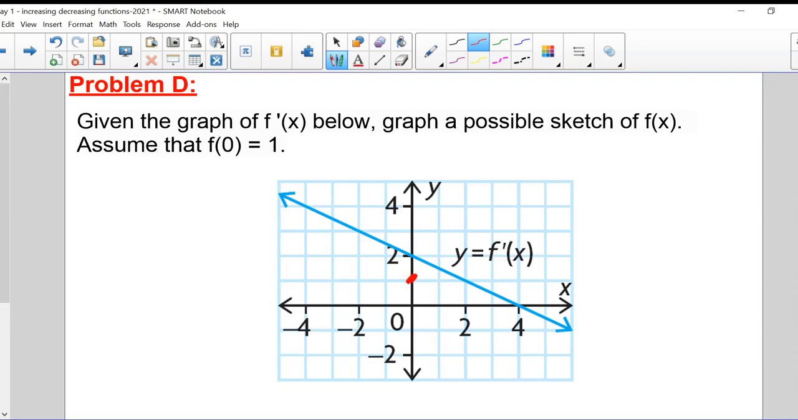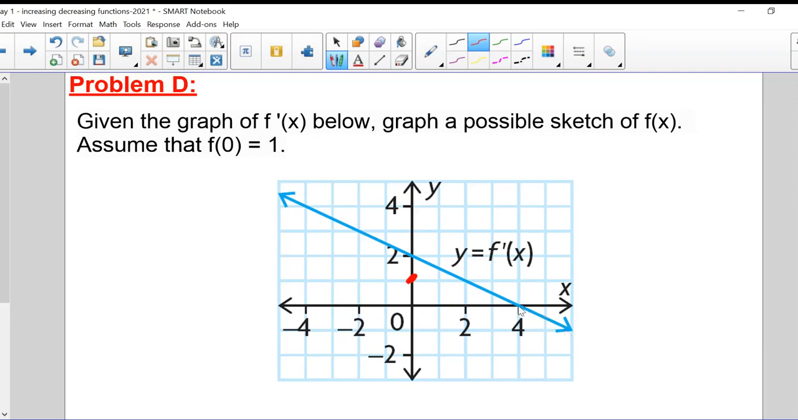So what can we tell from this derivative? We can tell that this line, it's a straight line, is positive anywhere from minus infinity all the way up to 4. Then after 4, it becomes negative. All right, so that's what we know so far.